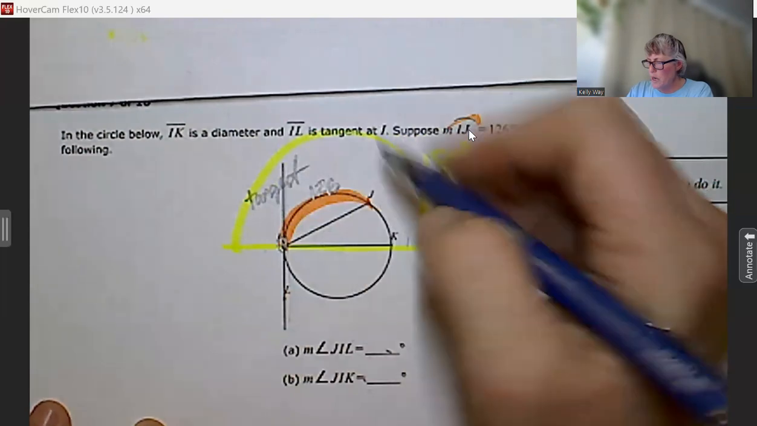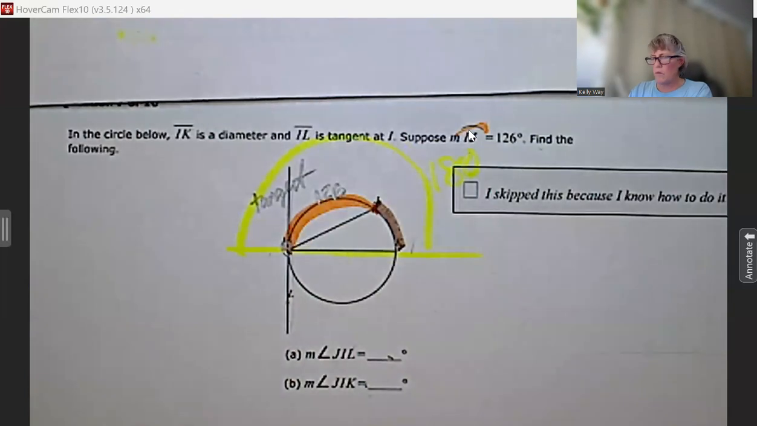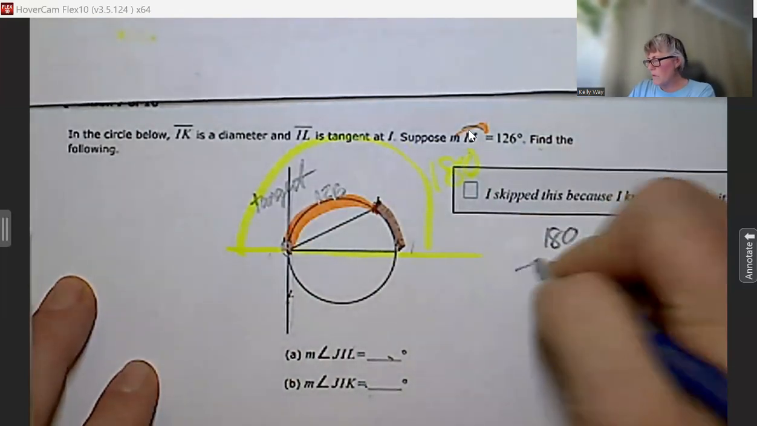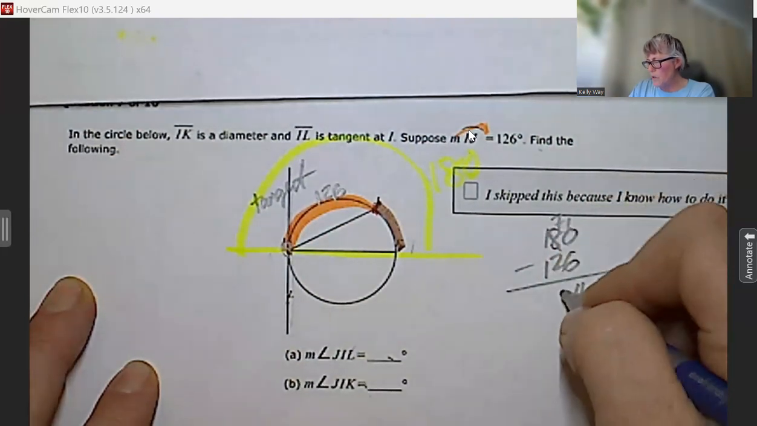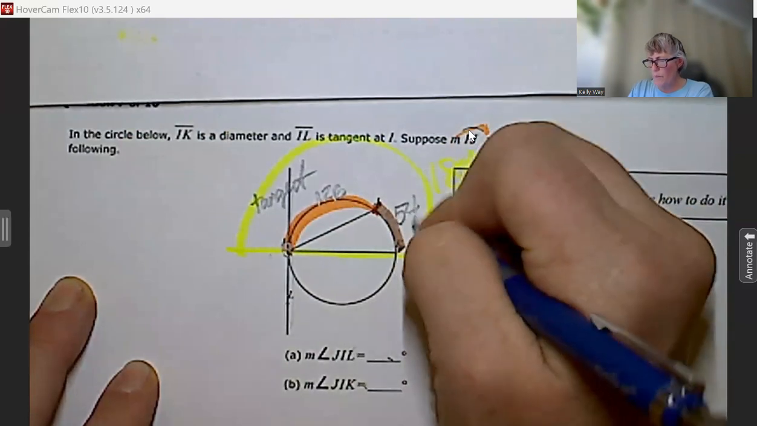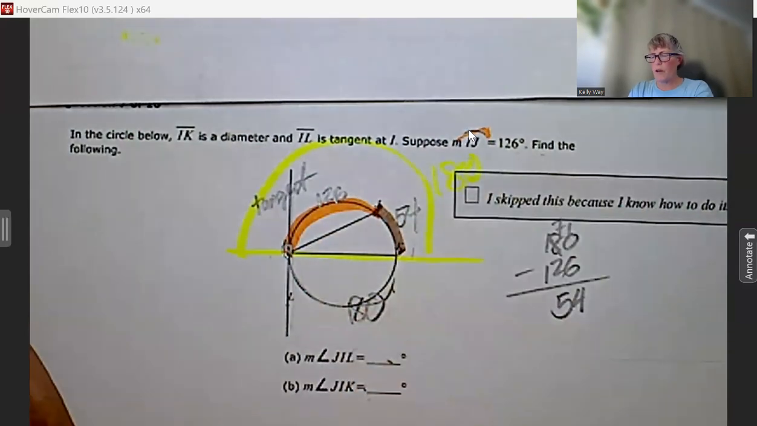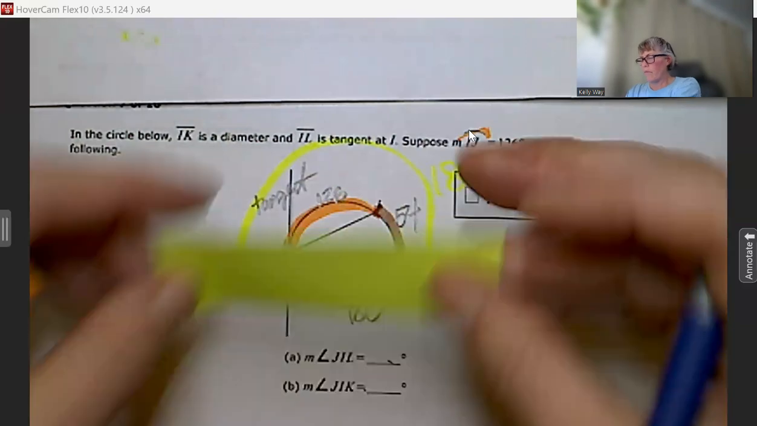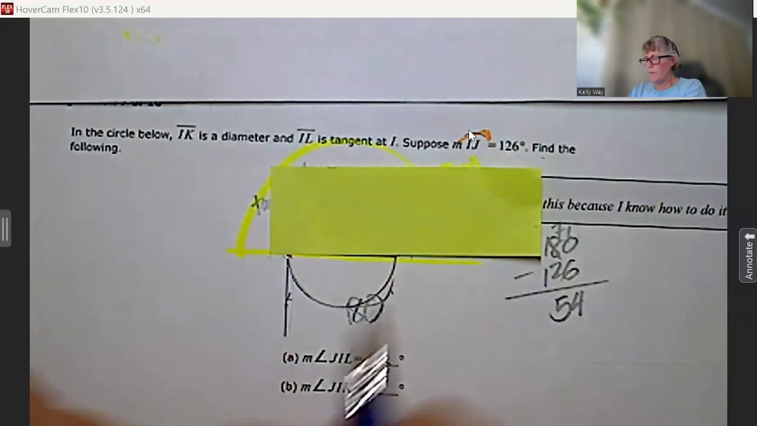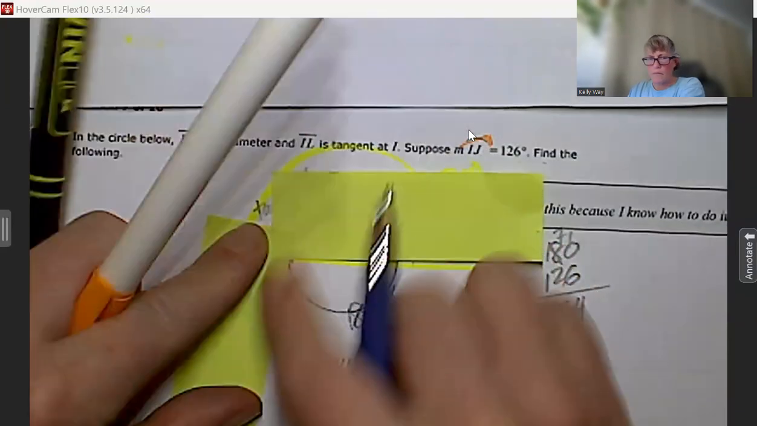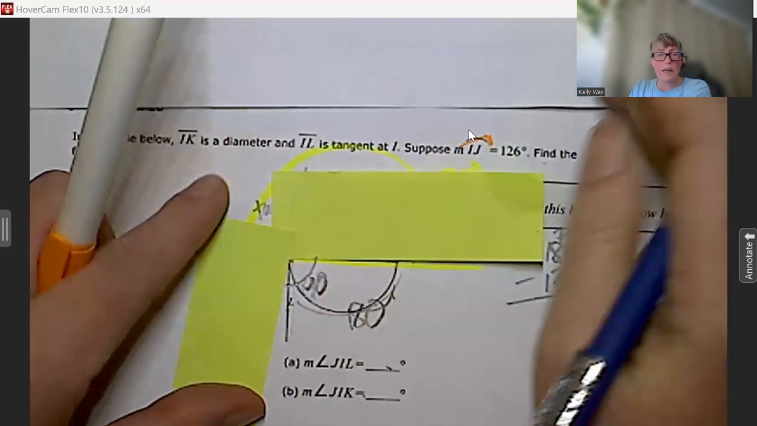If we know this is 180, I can easily find this angle right here. I'm going to do 180 minus 126. That's 4. That is 5. So I got 54. And then going this way, it's 180. Let's frame stuff up. If I frame here at this on, sweep, sweep, that grabs the 180, that makes this 90.